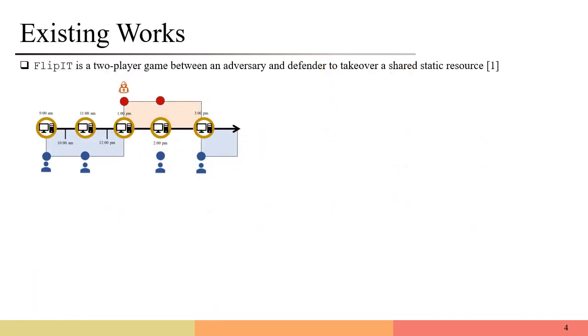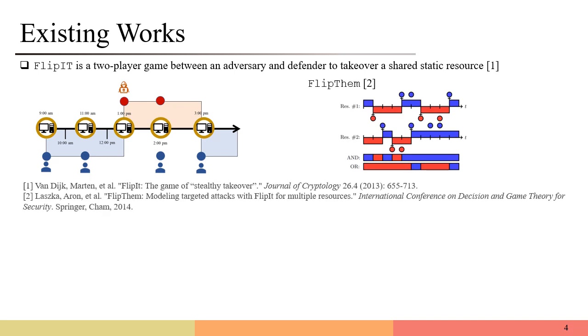This work is inspired by the FlipIT setup, which is a two-player game between an adversary and a defender to take over a shared static resource. Compared to the dynamical system, the resource here is static, like a computing device, virtual machine, or a cloud service. FlipIT has been extended to multiple resources, known as FlipDyn. Here, the players have to decide when to take over a single resource via an OR operation or take over multiple resources via an AND operation.